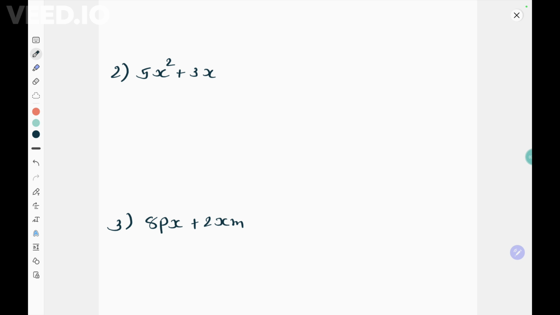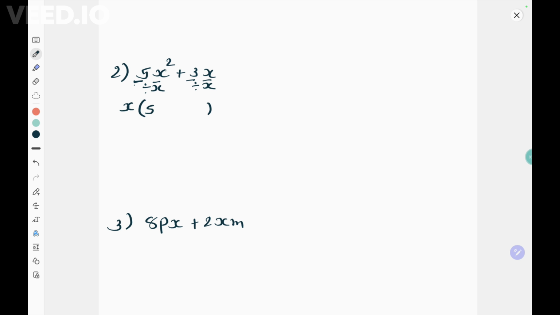5x squared plus 3x. Here, let's first check the numbers 5 and 3. Both are prime numbers, so we cannot find any common factor. Now let's see x squared and x. Both have at least one common x, so we take out one x outside the bracket and divide both terms by x.